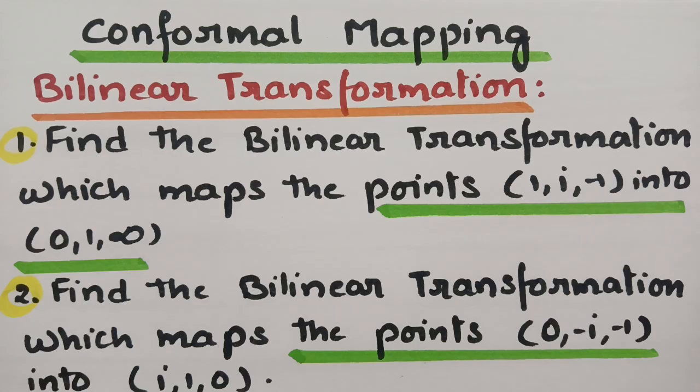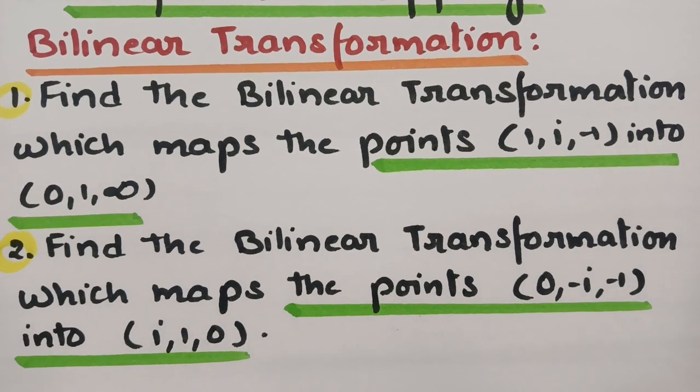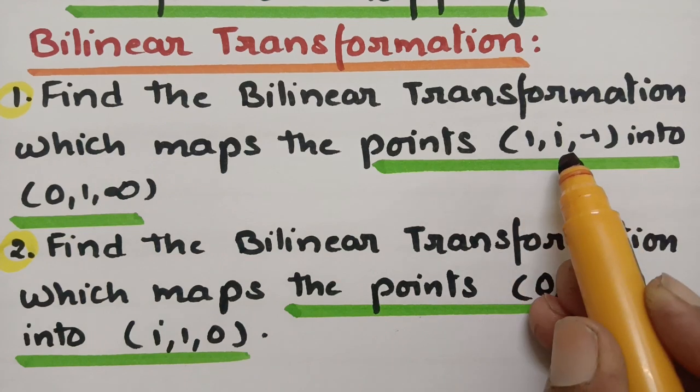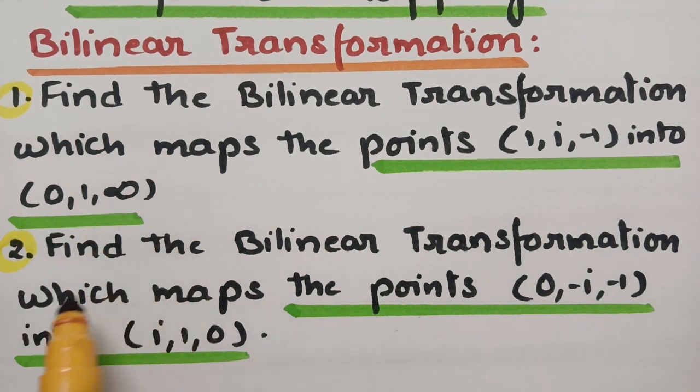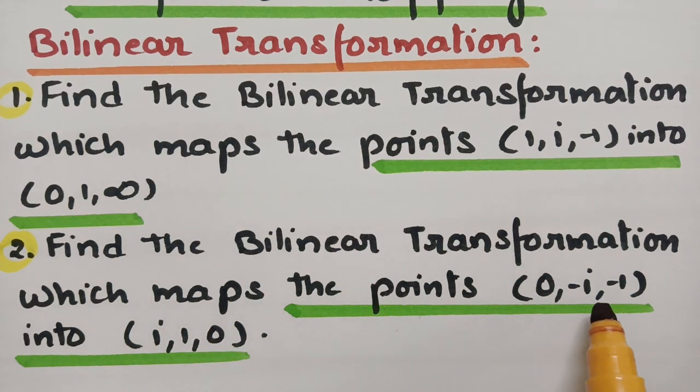Today's topic is conformal mapping. These two problems are very, very important related to bilinear transformation. First one is find the bilinear transformation which maps the points 1, i, minus 1 into 0, 1, infinity. And also we have to find the bilinear transformation which maps the points 0, minus i, minus 1 into i, 1, 0. So here are 3 points and here are 3 points.